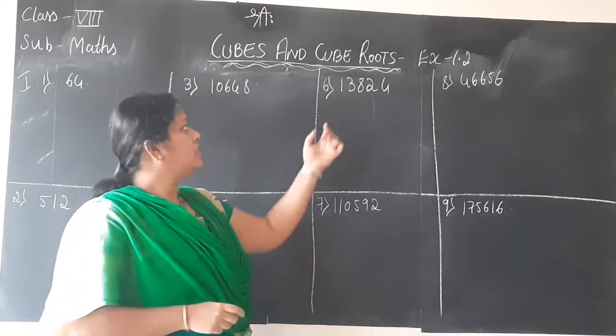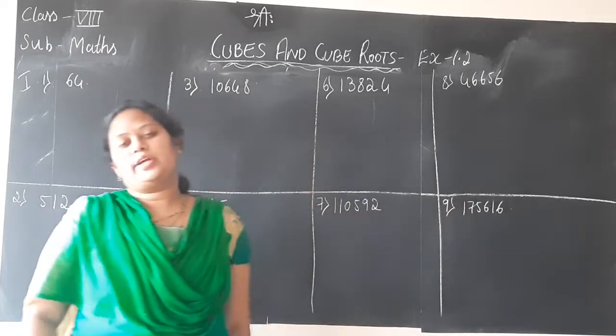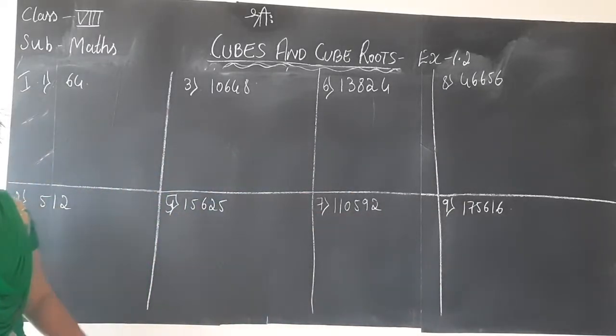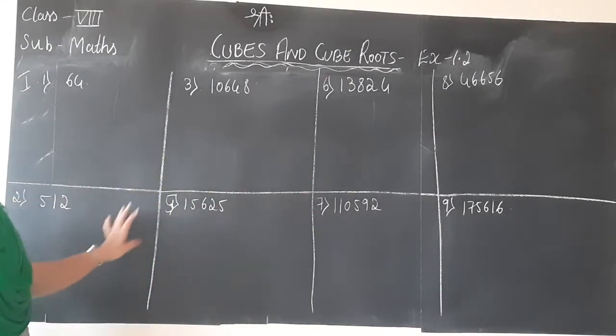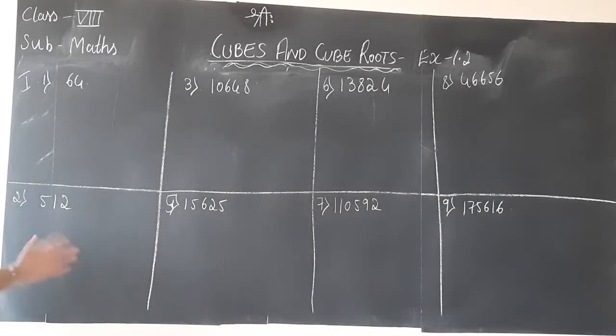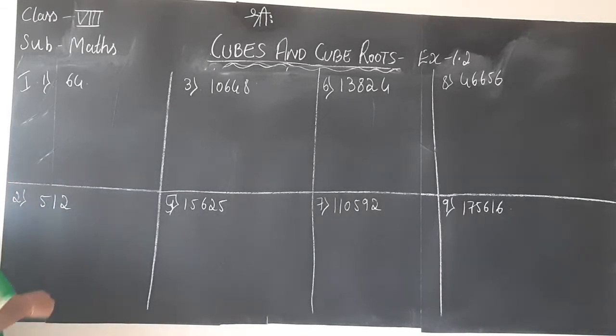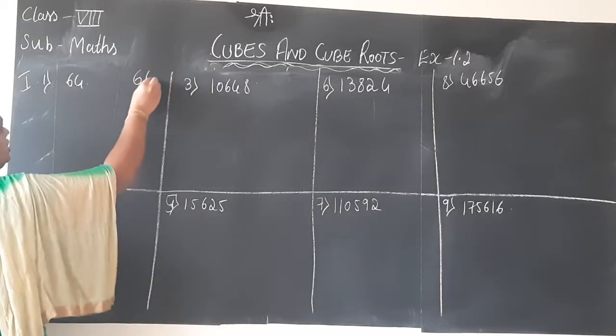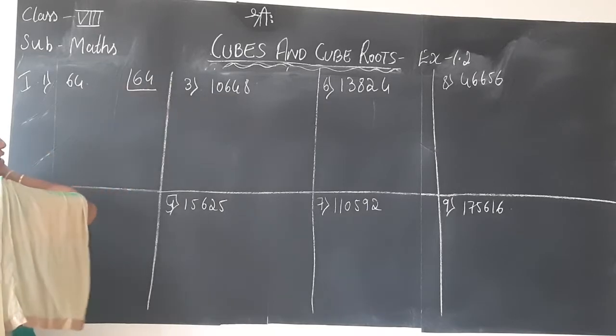So children, we are starting with exercise 1.2. The question states: find the cube root of the following numbers by prime factorization method, which we are already used to. So these are the questions we should solve one by one. First is the number 64.